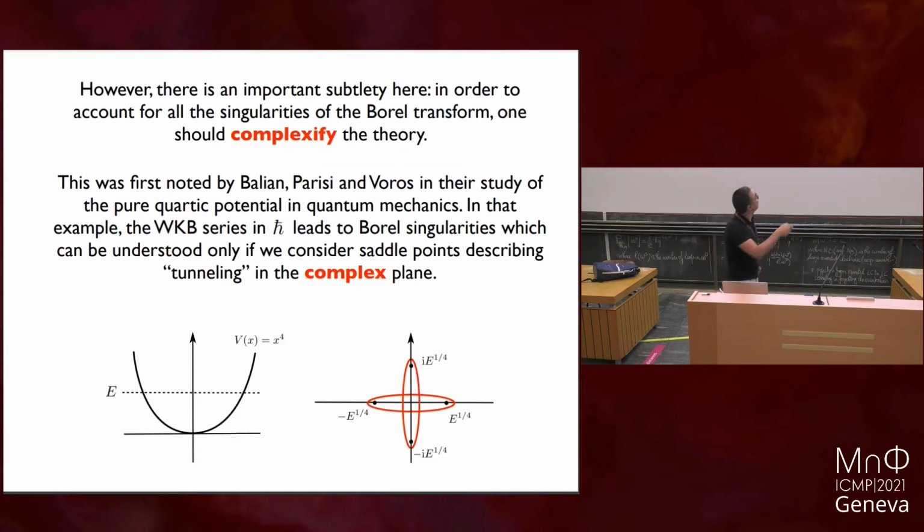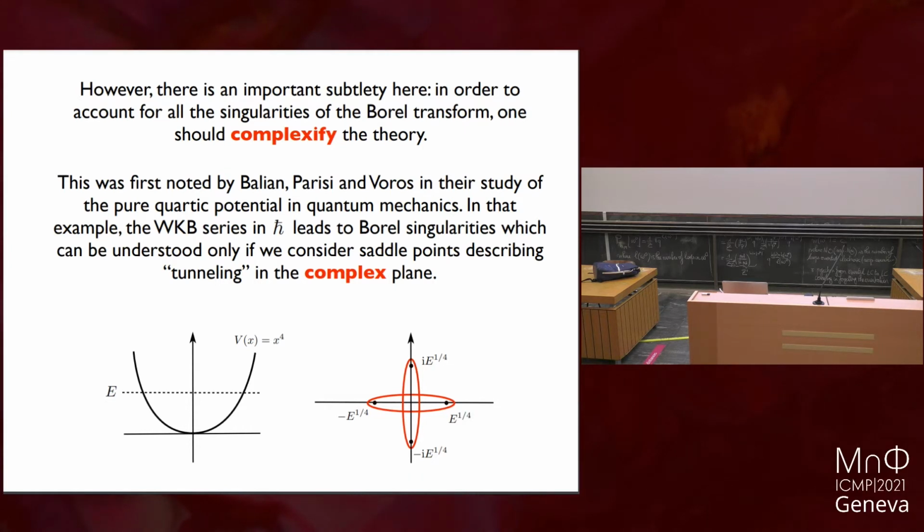Well, there is a very important subtlety, which I think is not sufficiently emphasized, is that when you do a path integral, you really have to complexify your theory. And I cannot resist explaining to you that this was first noted by Balian, Parisi, and Bourget in a very different context, which was in quantum mechanics. This is one of my favorite papers, so I just want to explain a little bit what they do, because this is very relevant in actual serious studies of resurgence.